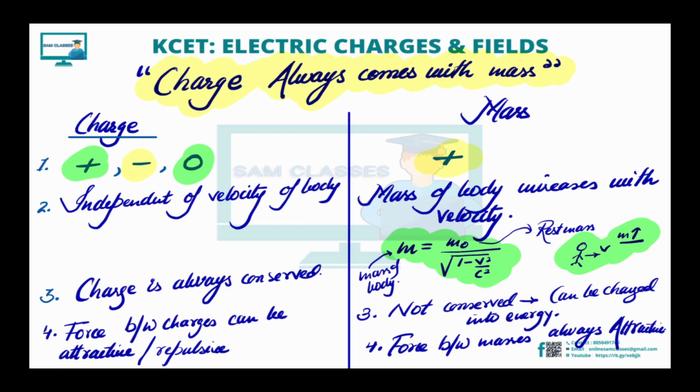Now, the next point is that charge always comes with mass. Whenever you have a charge, however small, mass will always be associated with it. So whenever we have a charged body, it may have a bit less or a bit more mass, but it will always have a mass.